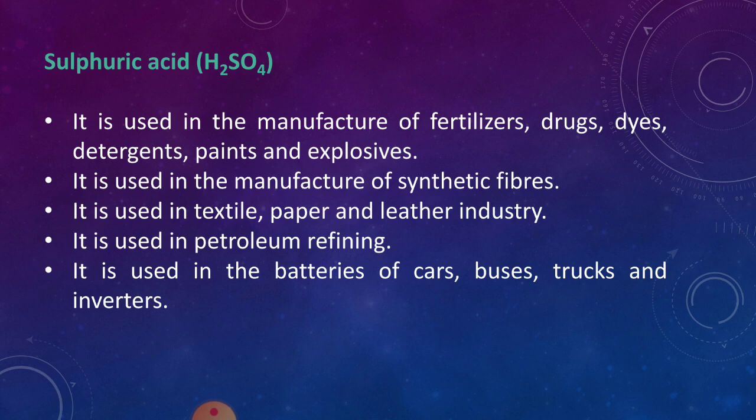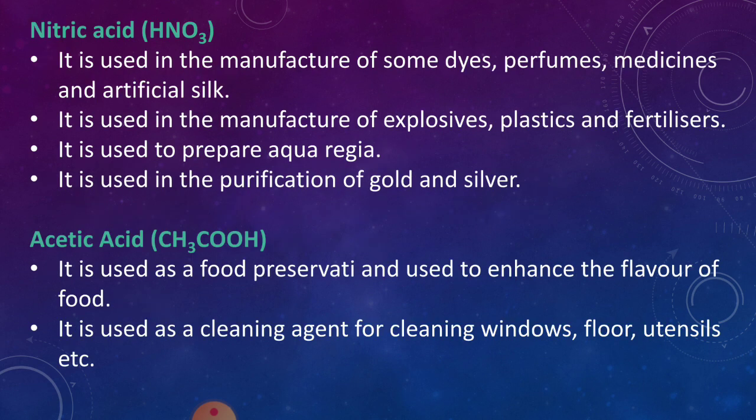Then this is very important: it is used in the batteries of cars, buses, trucks, and inverters. So the inverter that we use at our home, in that battery, sulfuric acid is present. Then the next one is nitric acid, HNO3. Nitric acid is used in the production of some dyes, dyes meaning colors, then perfumes, medicines, and artificial silk.